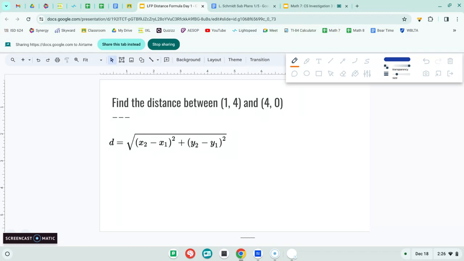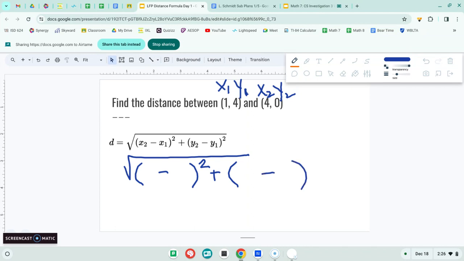First thing you need to do, just like when we use the slope formula, we always label our points x1, y1, x2, y2. So always start by labeling those points first, your first coordinate and your second coordinate. Then from there, it should be pretty simple to just plug in your numbers into the correct spot in the formula. Here I made an outline for myself so that I just have to plug in my X's and Y's.